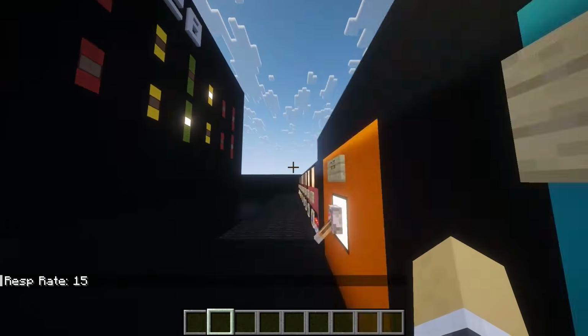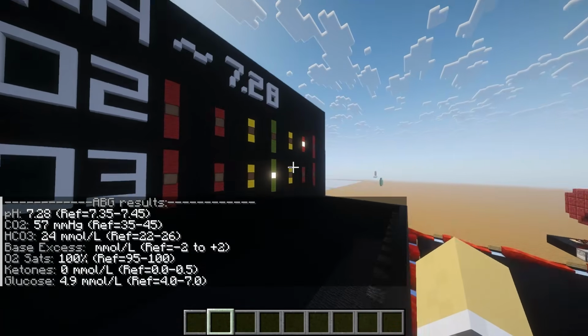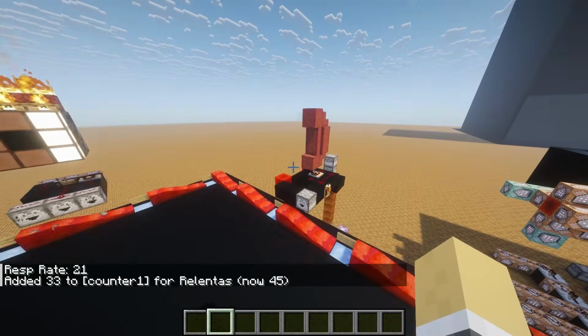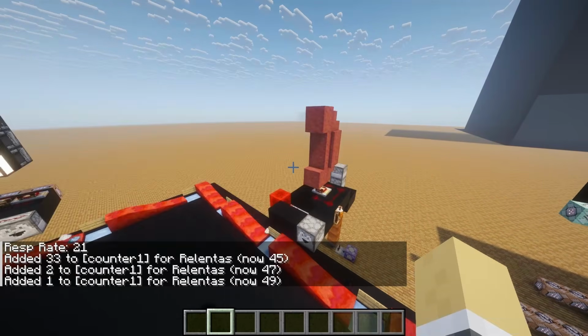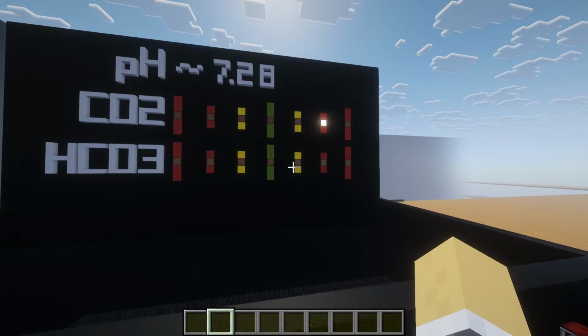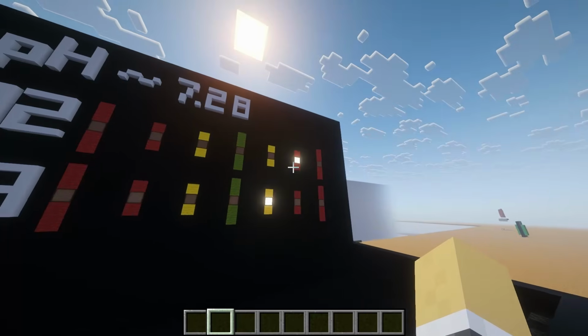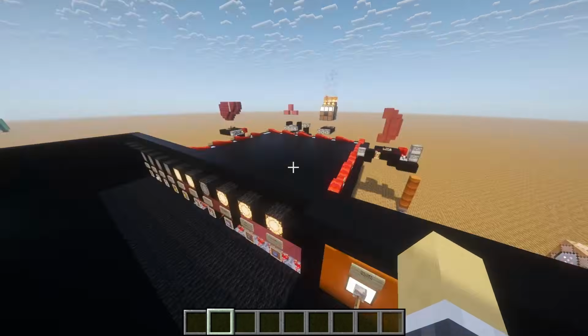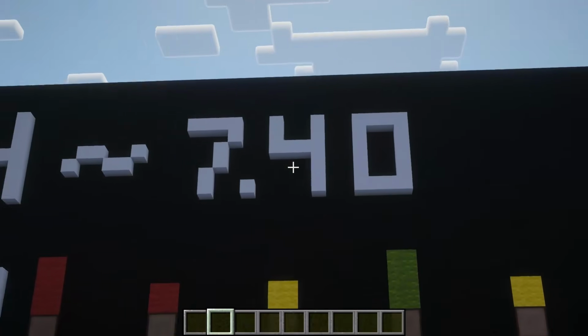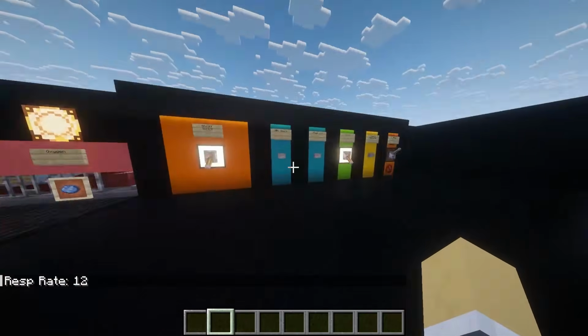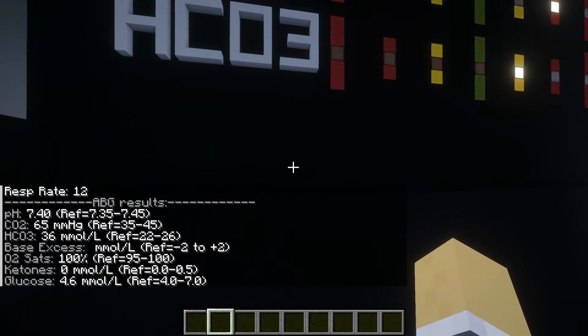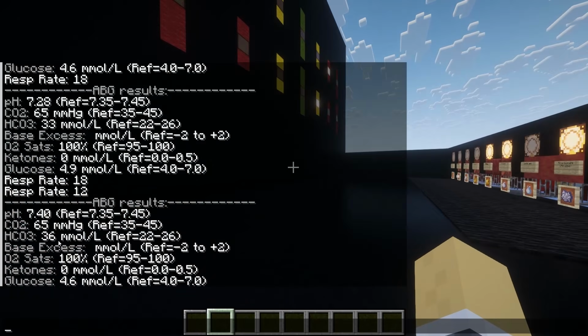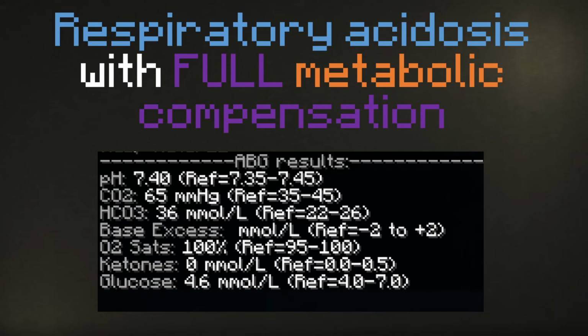This slow building of CO2 can lead to the kidneys actually starting to kick in to help. And if we speed up the timeline to show how these kidneys start working, we can see that the kidneys have produced some bicarbonate, which offsets the acid and returns the pH and respiratory rate to normal. So this ABG report would be read as respiratory acidosis with full metabolic compensation.